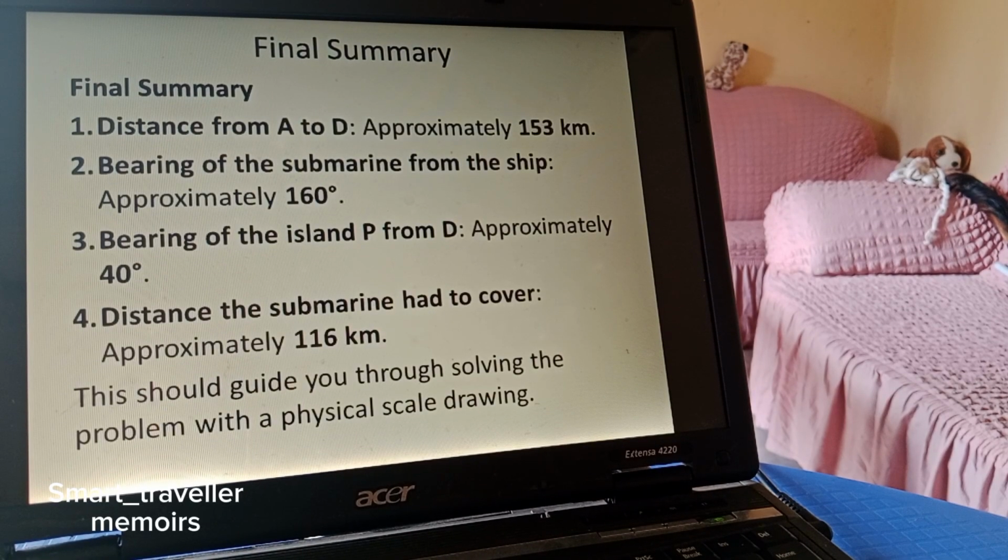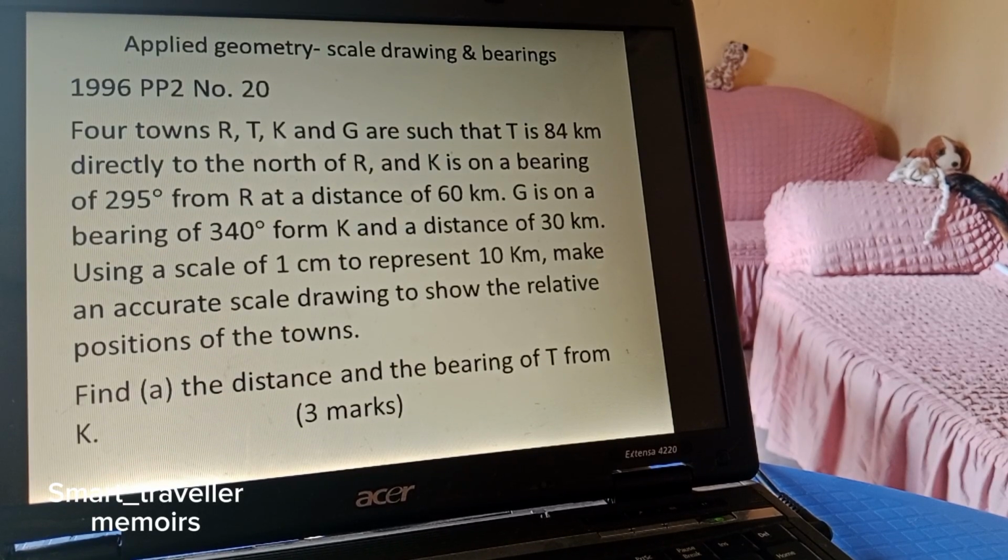Final summary. 1. Distance from A to D, approximately 153 kilometers. 2. Bearing of the submarine from the ship, approximately 160 degrees. 3. Bearing of the island P from D, approximately 40 degrees. 4. Distance the submarine had to cover, approximately 116 kilometers. This should guide you through solving the problem with a physical scale drawing. Next question.